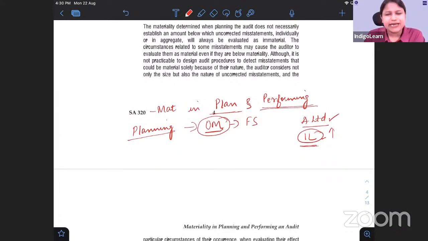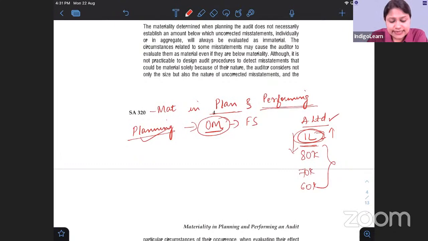The items which fall below 1 lakh, we are going to consider immaterial. So if an amount of 80,000, 70,000, 60,000 is there, we are going to consider these immaterial, and we will not be considering them for the purpose of evaluation. So this 1 lakh, the auditor will fix at the stage of planning, which we call the overall materiality level in the planning of the audit. Okay, that is financial statement as a whole. Now, this is done when? In the planning. Correct? Now, next comes performing.